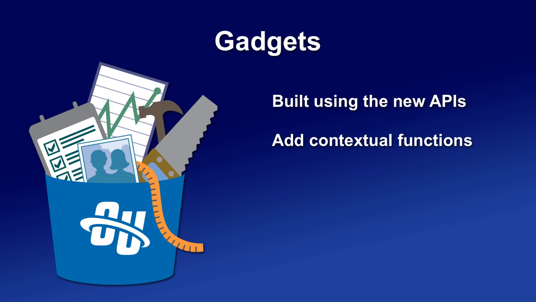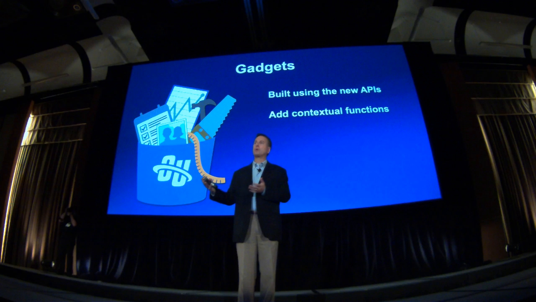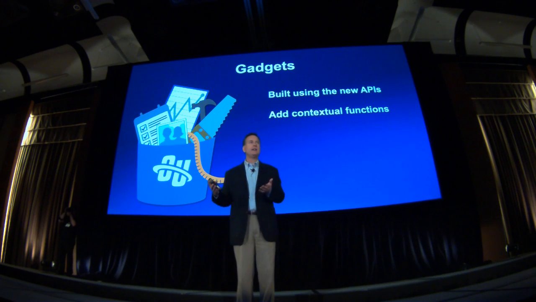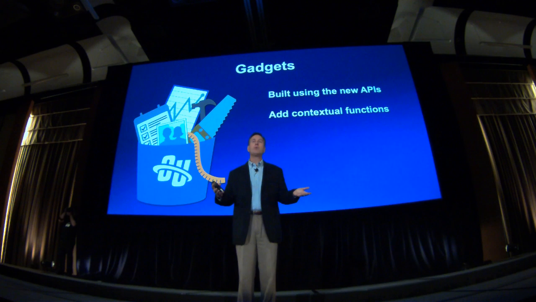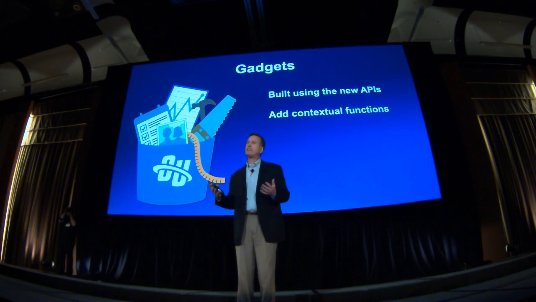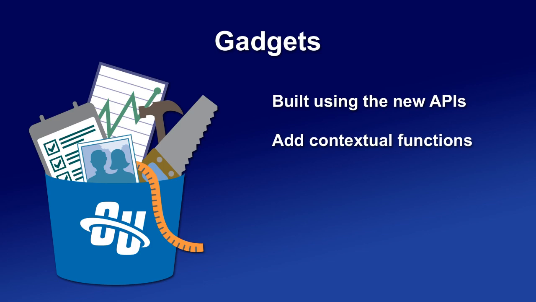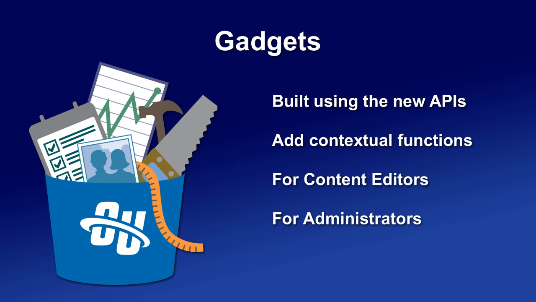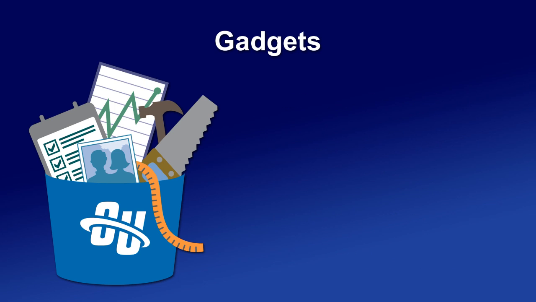They're contextual if you want them to be. So if you're in one part of the system, you might have a gadget that's appropriate for actions that you want to take in one part of the system. For instance, while you're editing a page, you might have a set of gadgets that you can use right there. They can be for content editors, or they can be for administrators, so that you can do administrative features in the product as well. And you can customize them and configure them to your own specific needs, even if you didn't build them, even if you don't have control over the API or you're not a developer.